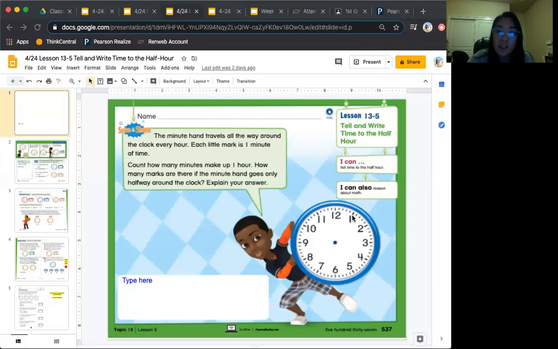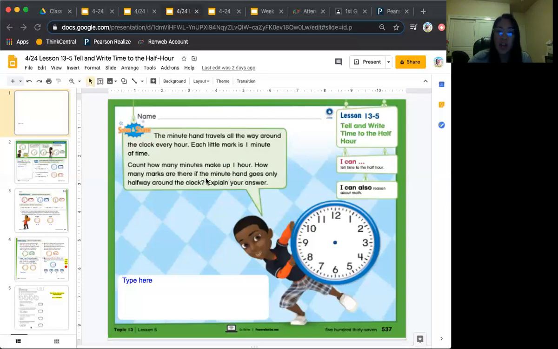So if you wanted to count faster how many minutes are all the way around the clock, then you can count by fives. So let's count by fives all the way around the clock to see how many minutes there are. 5, 10, 15, 20, 25, 30, 35, 40, 45, 50, 55, 60. So there is 60 minutes that make up the whole clock. So the minute hand travels around the clock every hour.